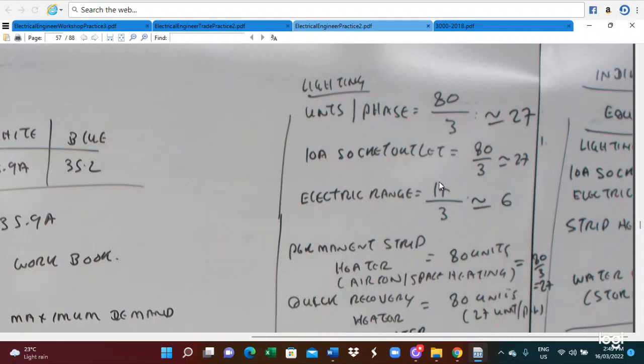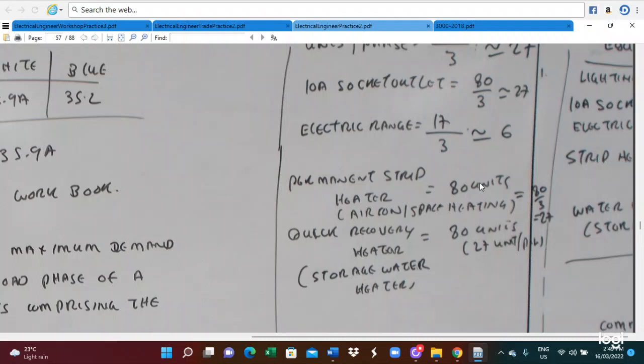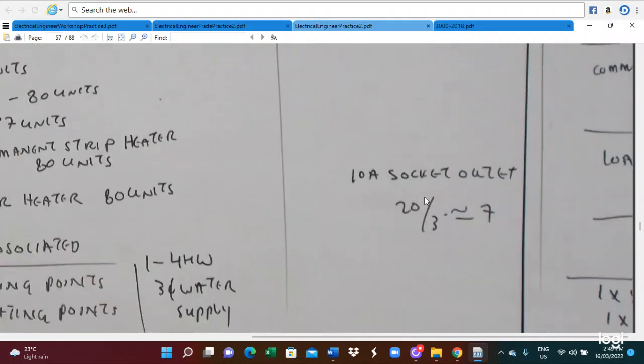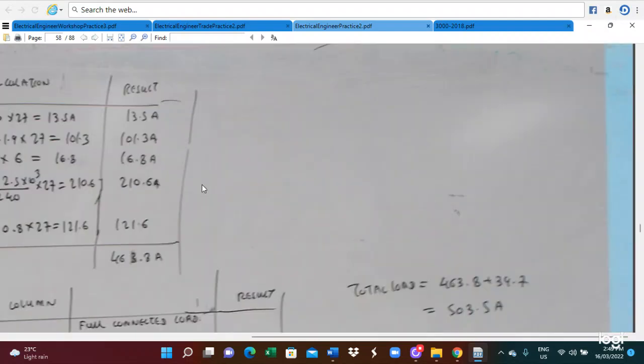The electric range is a total of 17, so divided by 3, you get 6. The permanent instantaneous heater is in every 80 units. So for every phase, how many heaters? 80 divided by 3, you get 27. The quick recovery heater is in every 80 units over 3 phases, so every phase 80 divided by 3, you get 27. This is the way we calculate how many units per phase we are supplying electric power.